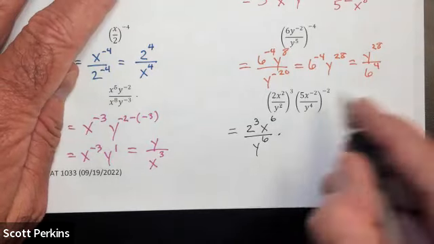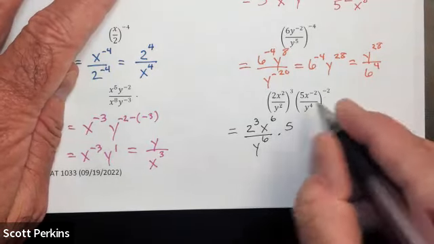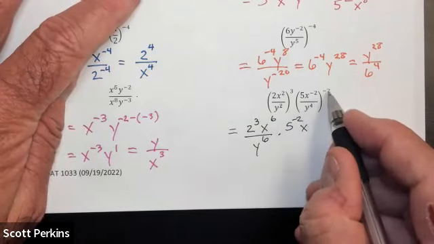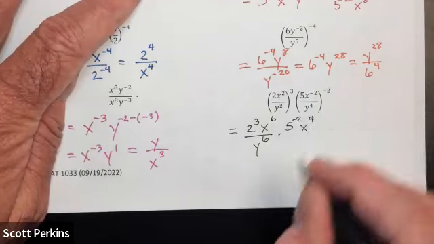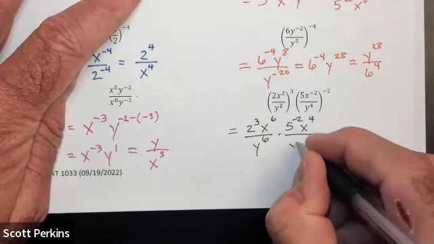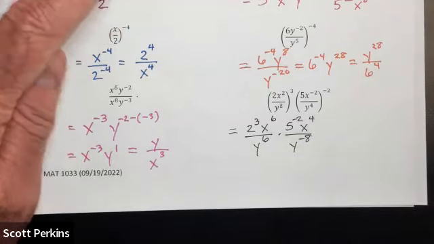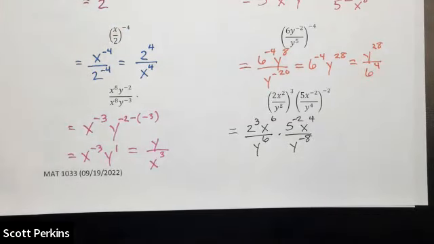And then times, and then the second parentheses, I've got 5 raised to the -2 power. X to the -2 times -2, that's +4 power. And then I have y to the 4 times -2 or -8 power. So all I did there was the power rule, took care of that.